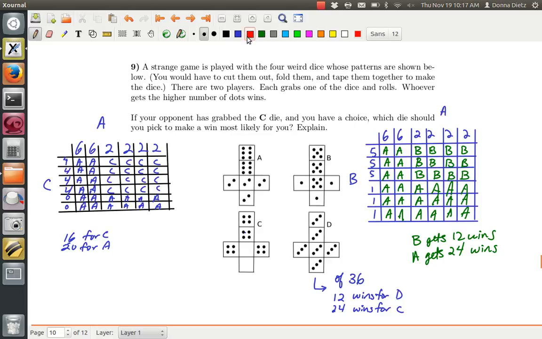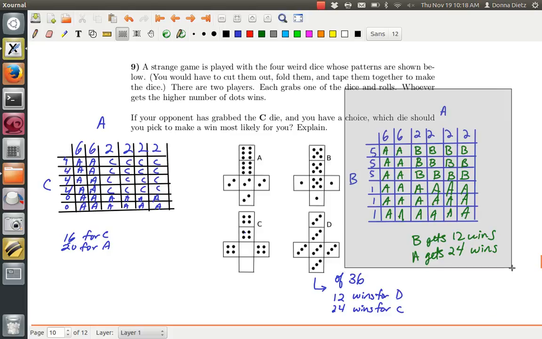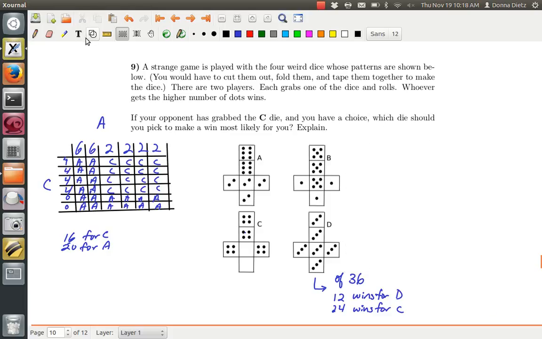You want, why did I do A against B? I have no idea. Did I really do A against B? I did, and I'm not going to record it again, so I'm just going to redo this. You may as well know that sometimes you just have to do stuff over. All right, so C is going to be against B, not A.